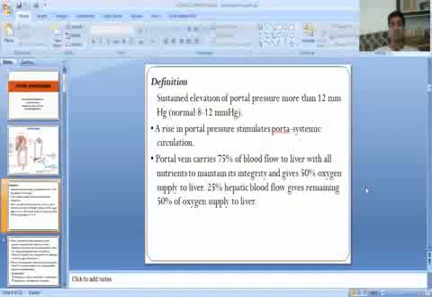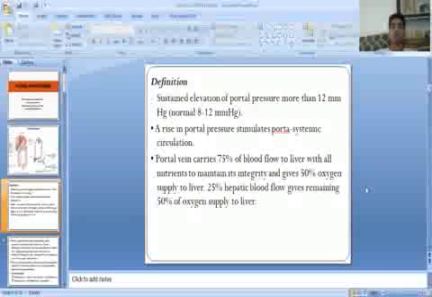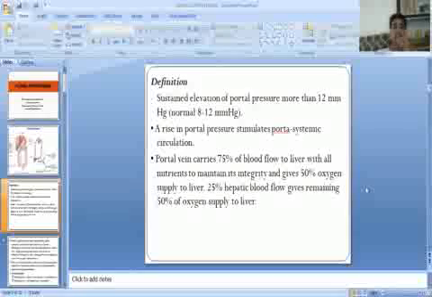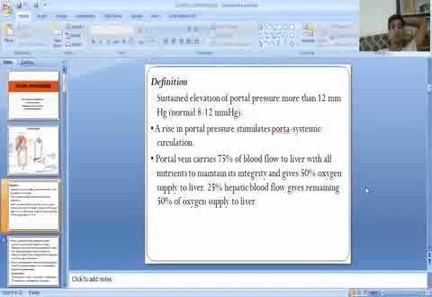Sustained elevation of portal pressure more than 12 mm of Hg is called portal hypertension. The normal range of portal pressure is 8 to 12 mm of Hg. A rise in portal pressure stimulates portosystemic circulation.